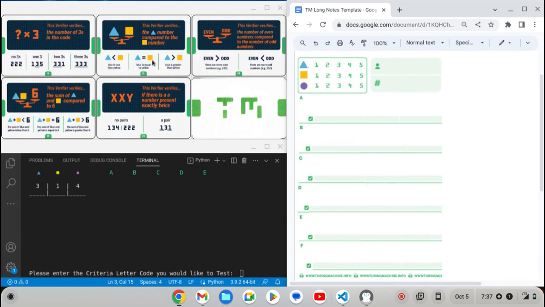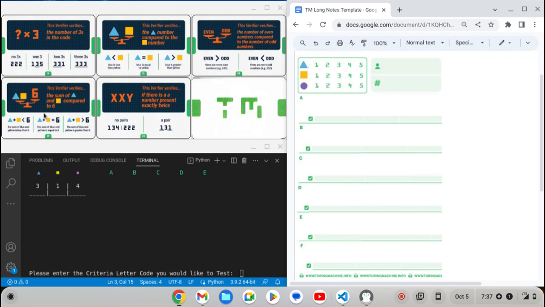Criteria card B will take a look at our first 2 digits, triangle and square, and compare them. So should the value of triangle be less than square? Should they be equal? Or should the value of triangle be greater than square? Criteria card C will take a look at the 3-digit solution, but this time it'll let us know a little bit about the ratio of even to odds. Are there more even than odds, or are there less even than odds?